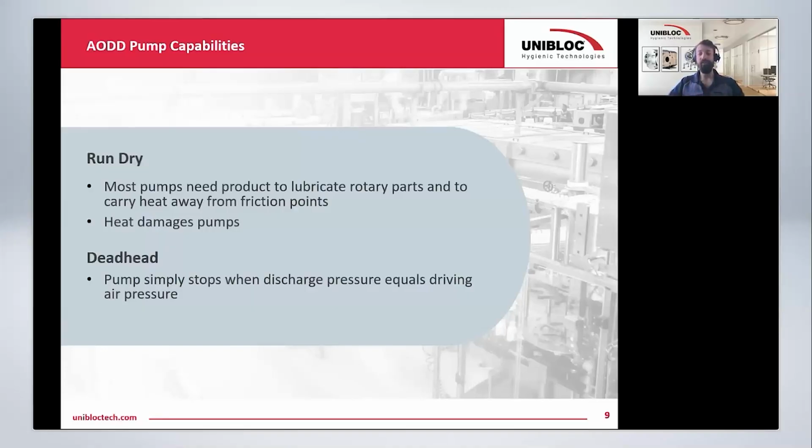Next would be the ability to deadhead. Once again, lobe gear and twin screw pumps are great at generating pressure, which is good for pumping thick products long distances. But if your discharge line gets blocked or a valve gets closed, they're going to keep generating pressure and heat, and then it will keep spinning until something gives, whether it's the valve or the pump itself. AODDs are pretty unique in that when they're run against a closed valve, the pressure in the line will increase up to the point where it's equal to the air pressure powering the pump, and then it just stops.